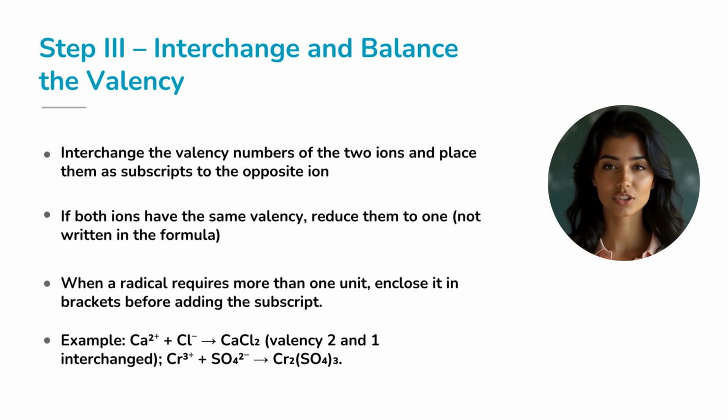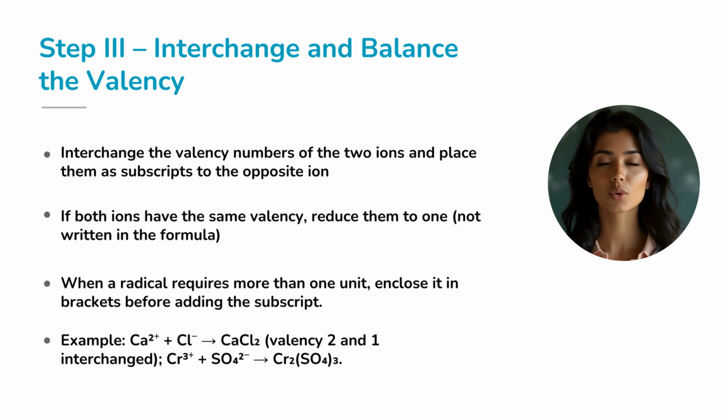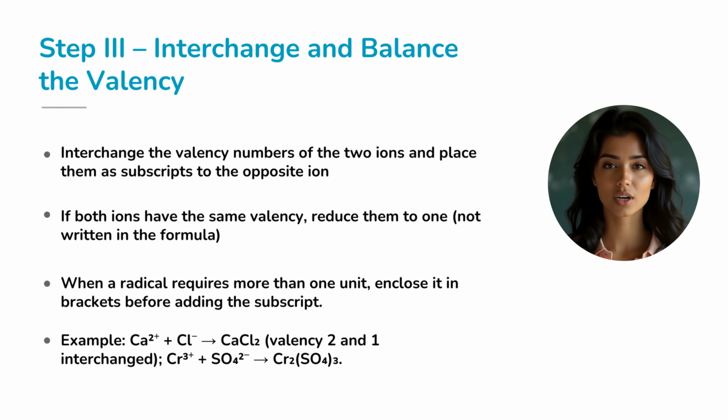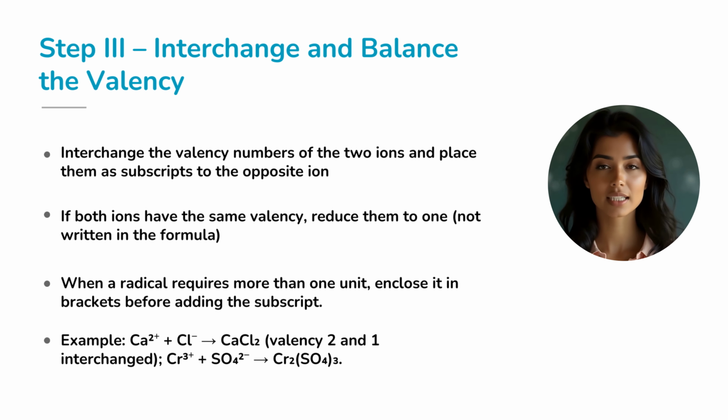Now comes the most important step, interchanging the valency numbers. We take the valency of one ion and write it as a subscript to the opposite ion. Let's start with an example: sodium Na superscript 1 and chloride Cl superscript 1. After interchanging, we get NaCl. Since both valencies are 1, we don't show the subscript. Final formula: NaCl, sodium chloride.